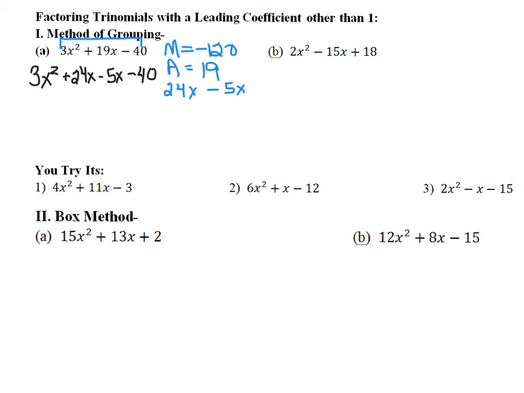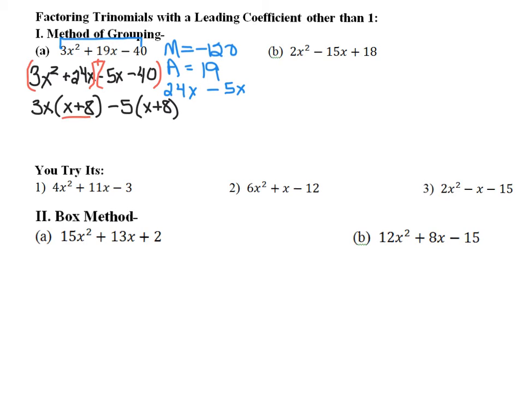Now I'm going to use grouping like we did in the last lesson. So I'm going to group together the first two terms, group together the last two terms, and insert a plus between them. I'm going to take out the GCF from the first two, so I'm going to say 3x. When I take out that GCF of 3x, I'll be left with x plus 8. Now let's do it with negative 5x minus 40. Negative 5 is the GCF, so that leaves me with x plus 8.